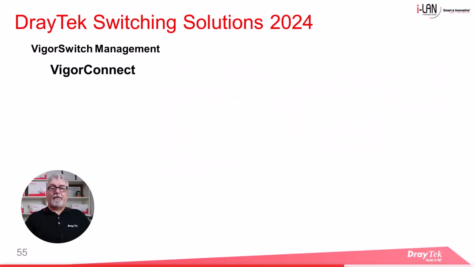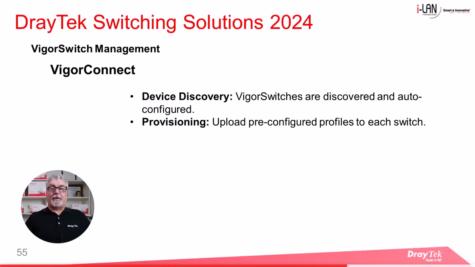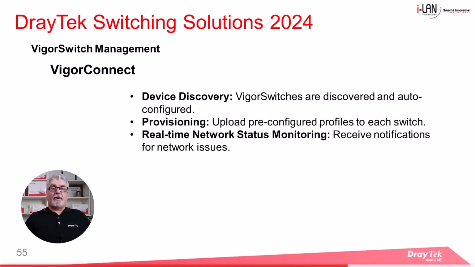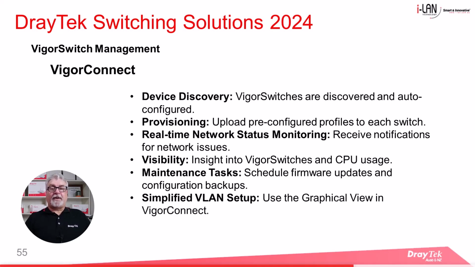Some of the key features of VigorConnect are device discovery, where all the VigorSwitches will be discovered and auto-configured to add to VigorConnect. Provisioning, where pre-configured profiles can be uploaded to each switch. Real-time network status monitoring will send you a notification if a switch has lost network connectivity. Visibility provides insight about the VigorSwitch as well as CPU usage over a specified period. And maintenance tasks such as a firmware update or configuration backups can be done according to a time schedule. Setting up VLANs is also simplified when using the graphical view in VigorConnect.